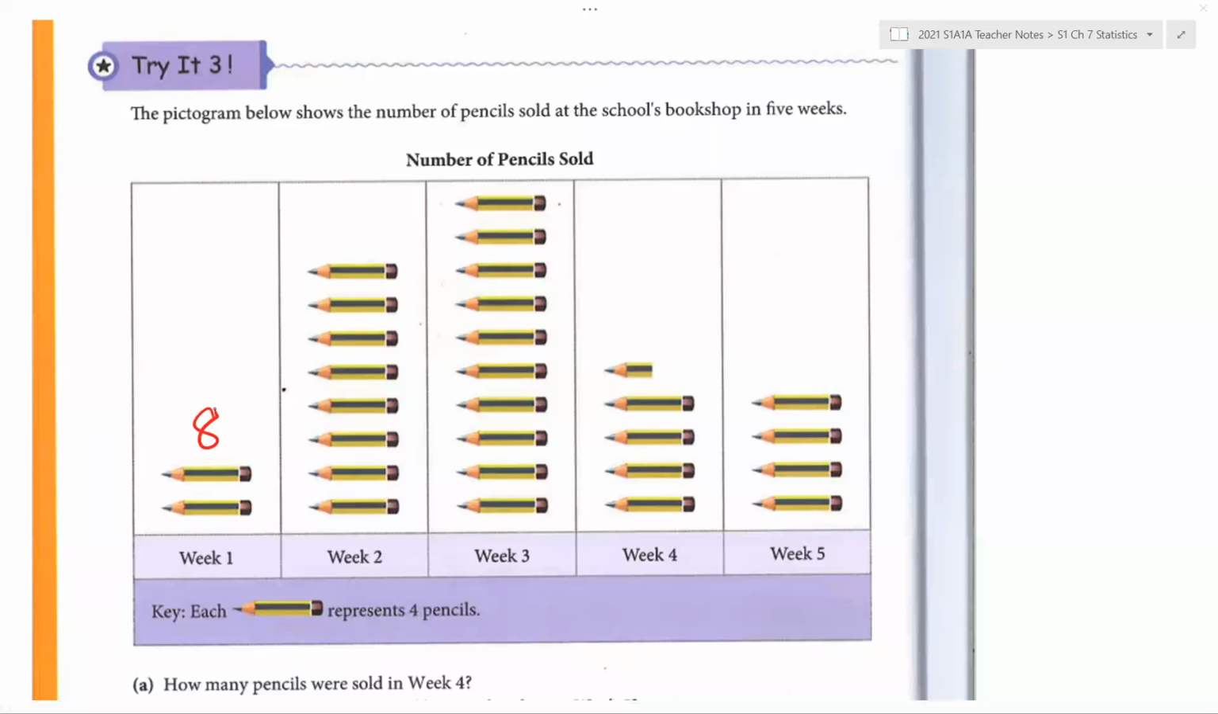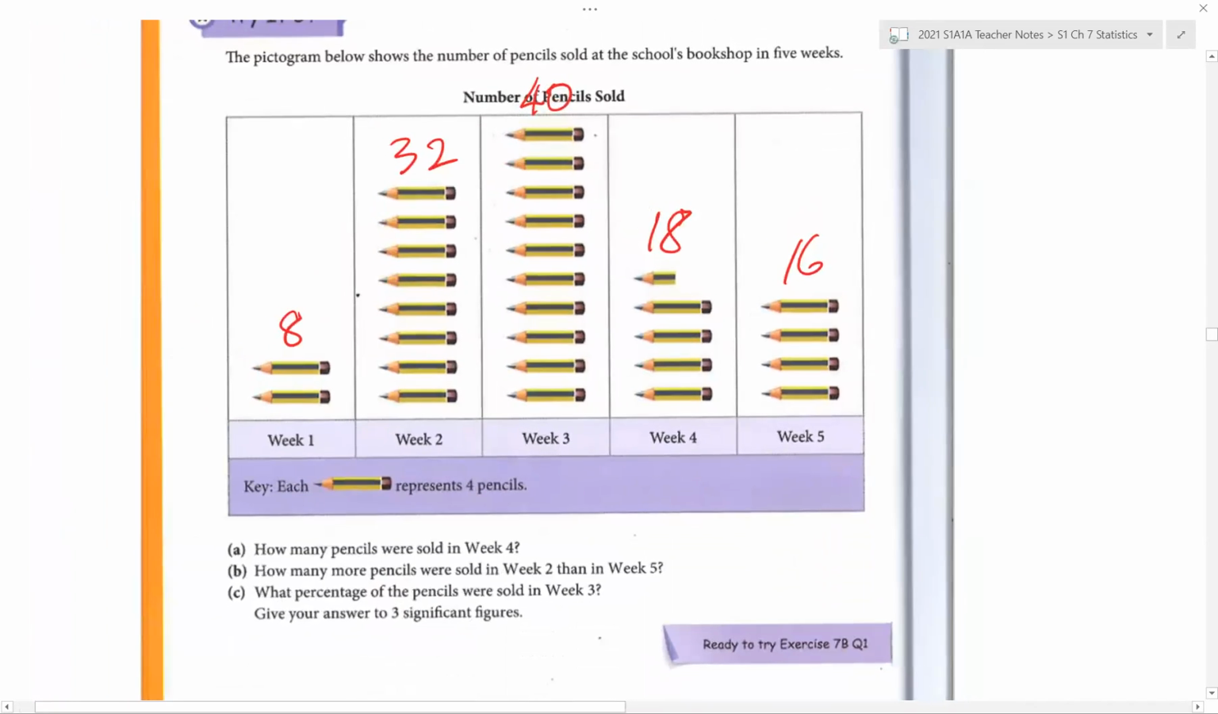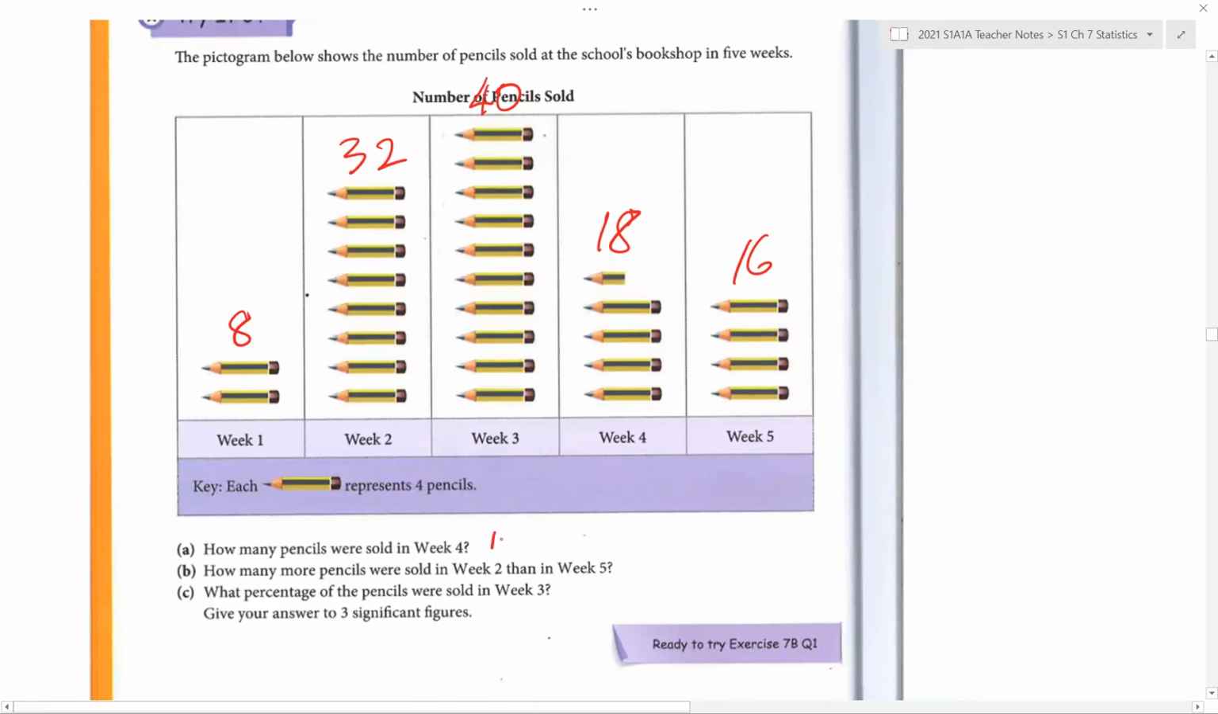Now week 2, how many pencils were sold in week 2? 32, 40. Okay, I didn't check. I assume that you are all correct. How many pencils were sold in week 4? How many more were sold in week 2 than in week 5? Week 2 versus week 5. 32, 16.